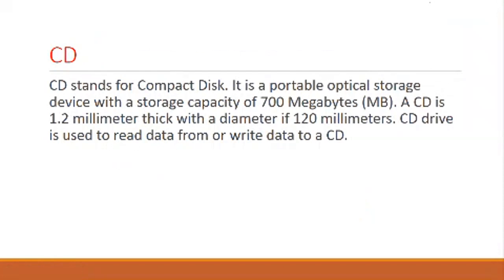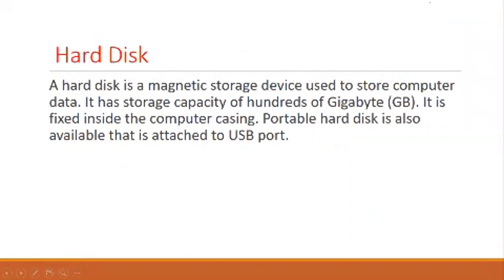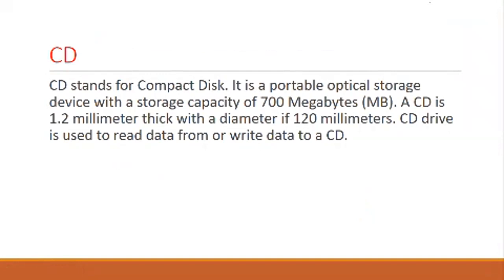Now we will discuss what is a CD. CD stands for compact disc. Its storage capacity is up to 700 megabytes, MB. Similarly, for hard disk, storage capacity is up to hundreds of gigabytes. Its thickness is about 1.2 millimeter, with a diameter of 120 millimeters.